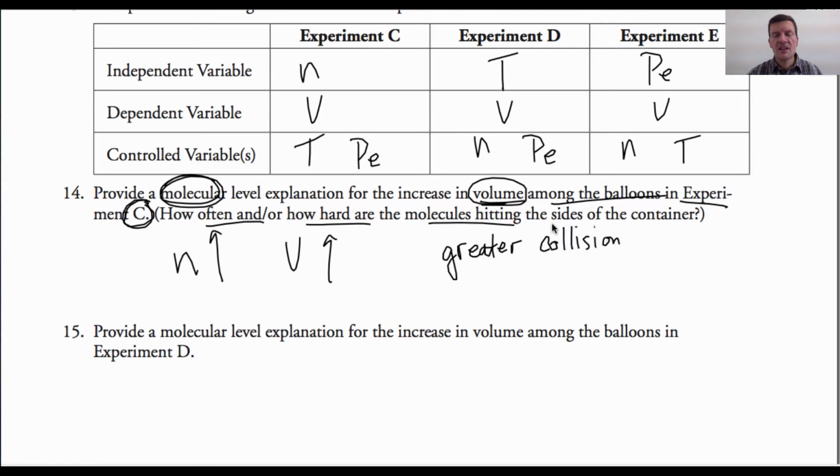Those particles are colliding against each other at the molecular level. I'm trying to help you think. At the molecular level, those particles are really slamming against each other with greater frequency, and therefore the volume of that balloon has to increase. Okay?